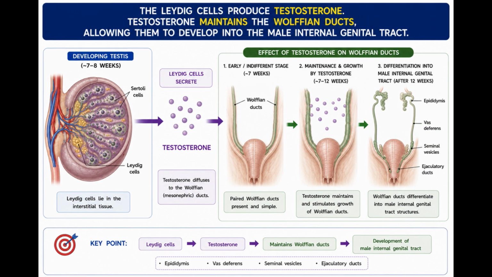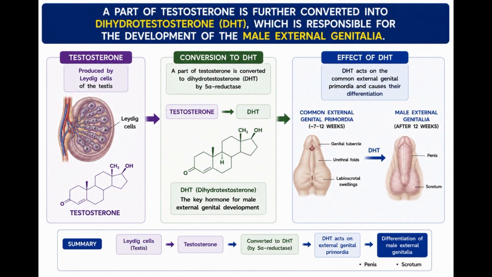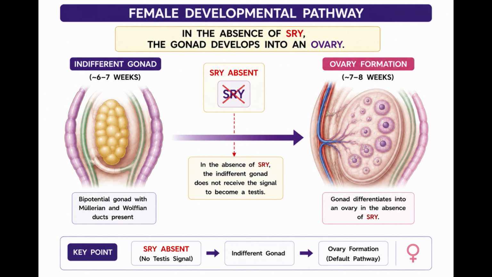The Leydig cells produce testosterone. Testosterone maintains the Wolffian ducts, allowing them to develop into the male internal genital tract. A part of this testosterone is further converted into dihydrotestosterone, or DHT, which is responsible for the development of the male external genitalia. Now let's look at the female embryo.